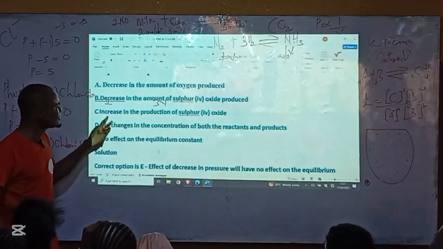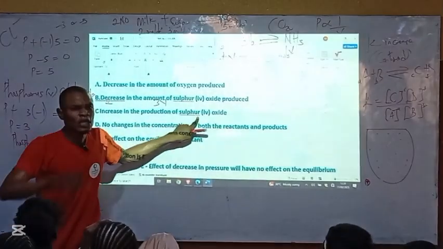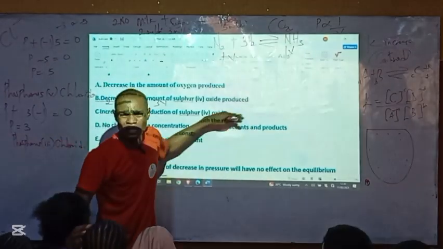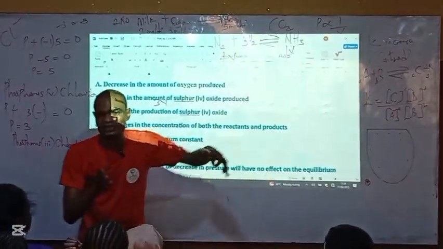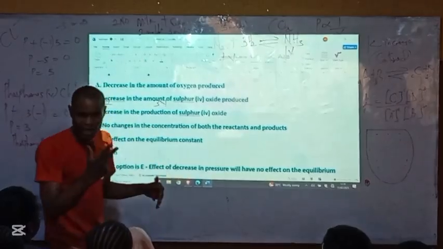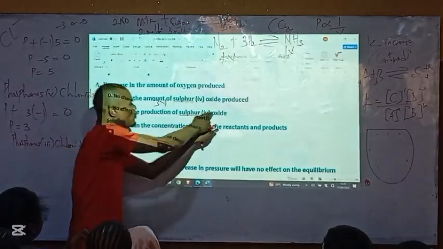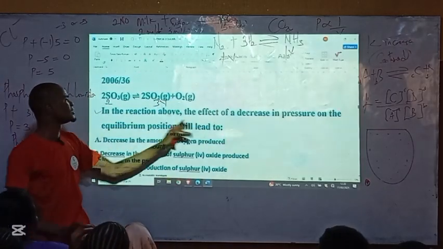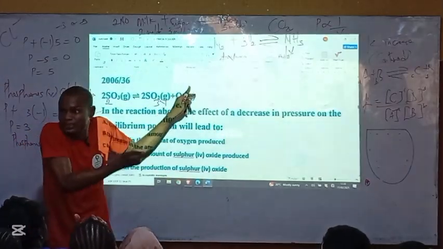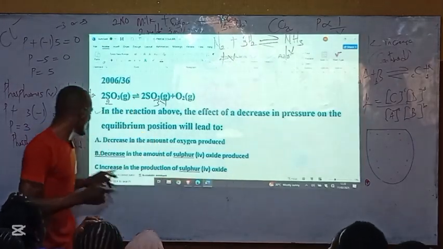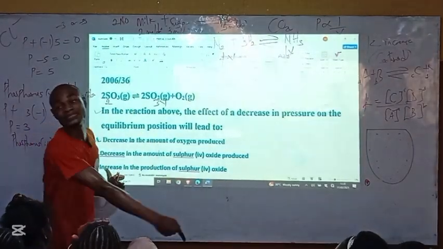But there will still be an increase in the production of sulfur oxide, and not only sulfur oxide but oxygen also. Had they put oxygen, this would be the most accurate. Your exam is about picking the most accurate answer. You might see two options that look alike. Yes, there will be an increase in production of sulfur oxide, but how about the other product? There must be an increase in production of oxygen as well. They didn't put it there, so option C is not the most accurate answer.